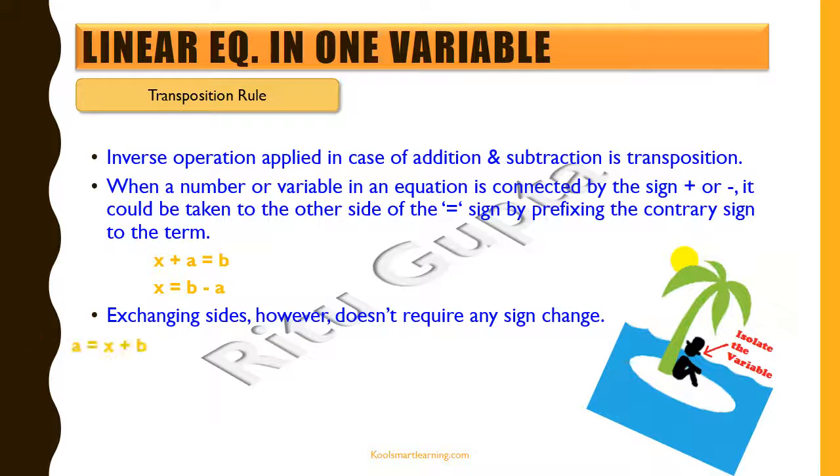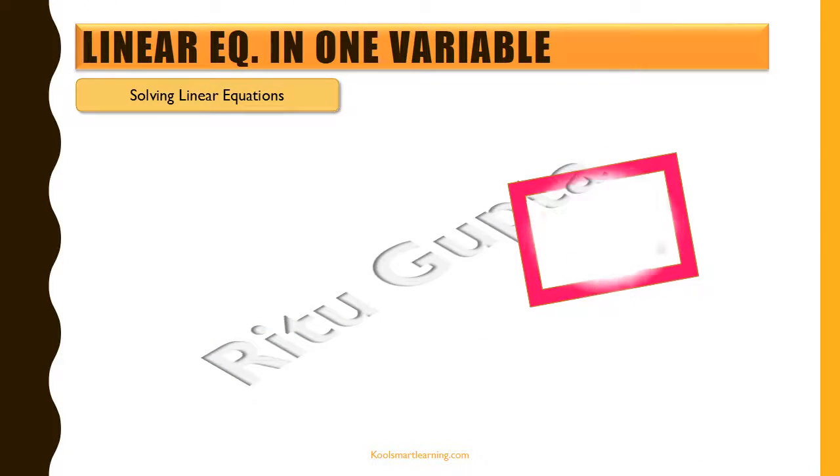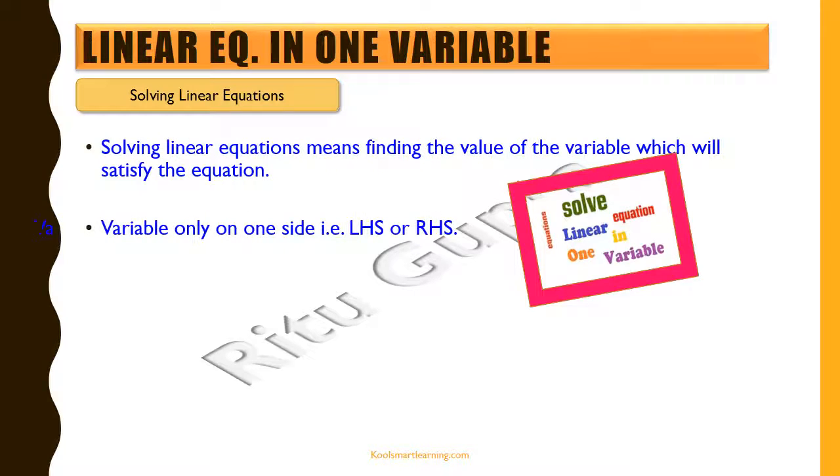And what is exchanging sides? If we say a is equal to x plus b, we could also say x plus b is equal to a. That is when we call it exchanging sides. This is where we don't need to change any signs. Now let's see how we solve linear equations.